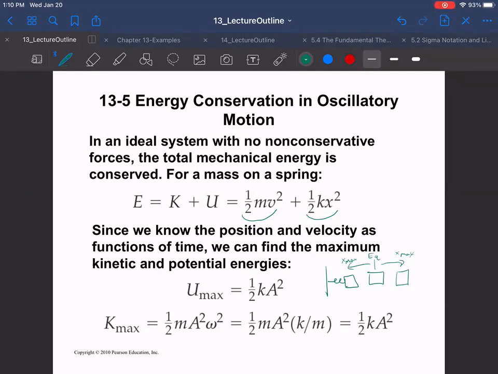Zero. Because on its way out to the maximum, say it's leaving equilibrium and headed to the right, when it gets out to the maximum, it has to turn around and go the other way, which means at least for an instant, it has to come to a stop. Kind of like the ball. When you throw the ball up, at its highest point, its speed is what? If you threw it straight up, it's zero. And so the same thing here.